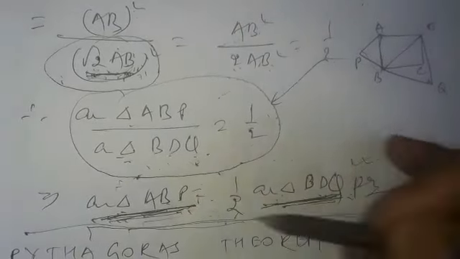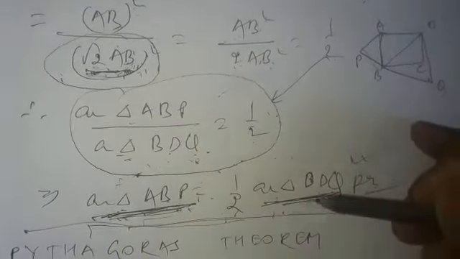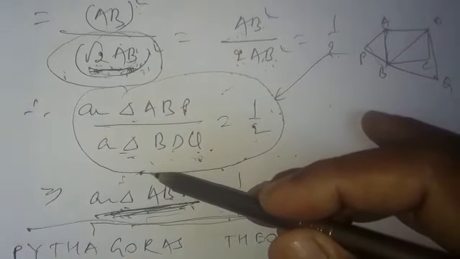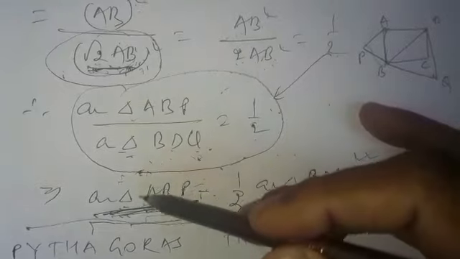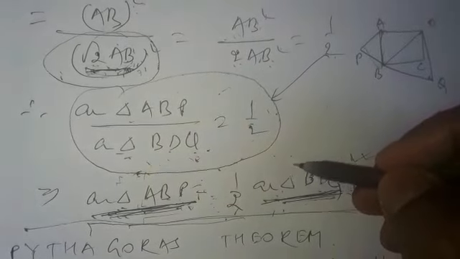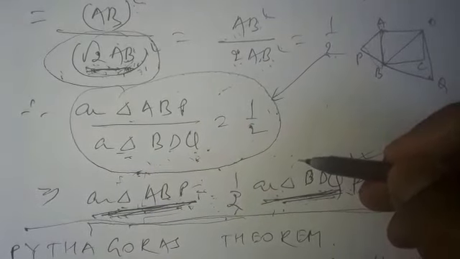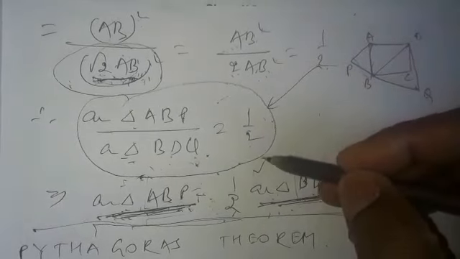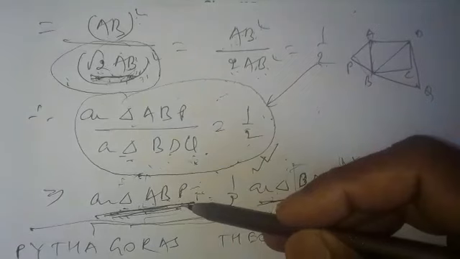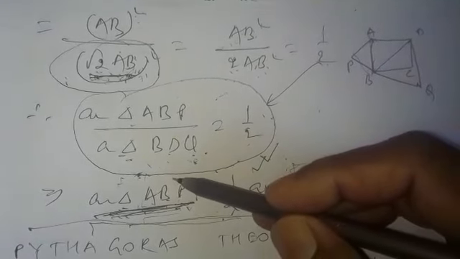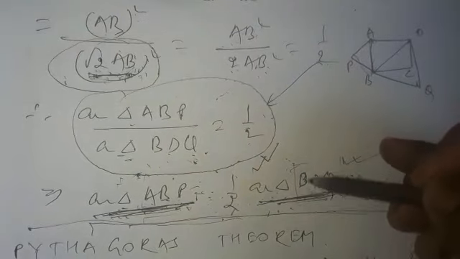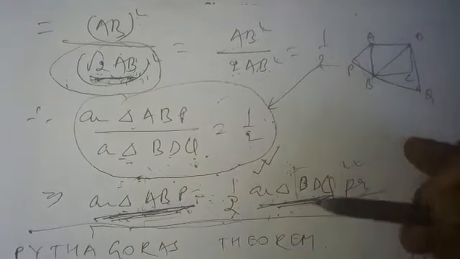These are the two equilateral triangles, and we have proved that the equilateral triangle formed on the side of a square is equal to half of the area of the equilateral triangle formed on the diagonal. That is what we had to prove: the area of the equilateral triangle formed on the side is equal to half of the area of the equilateral triangle formed on the diagonal of the same square.